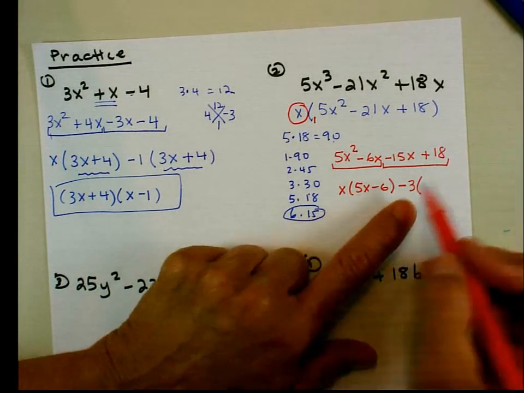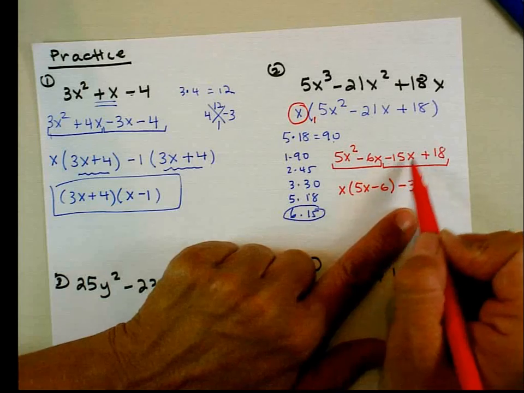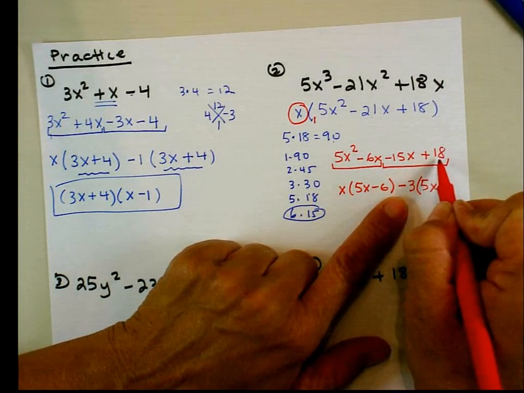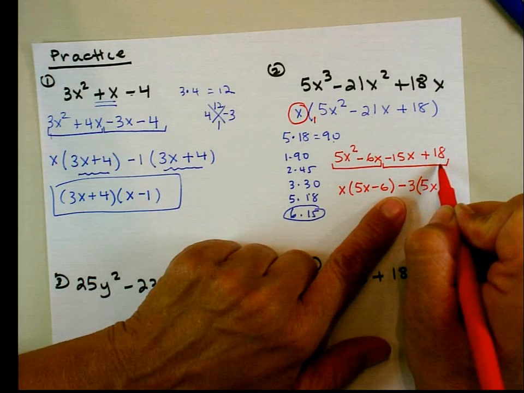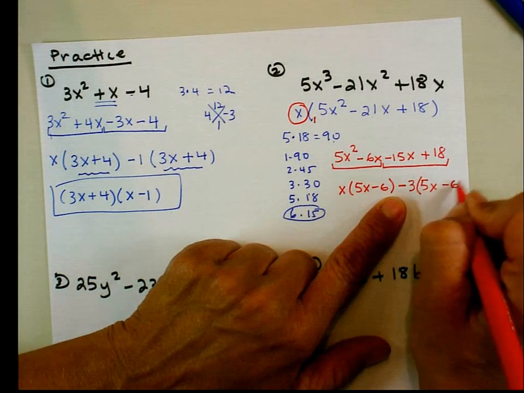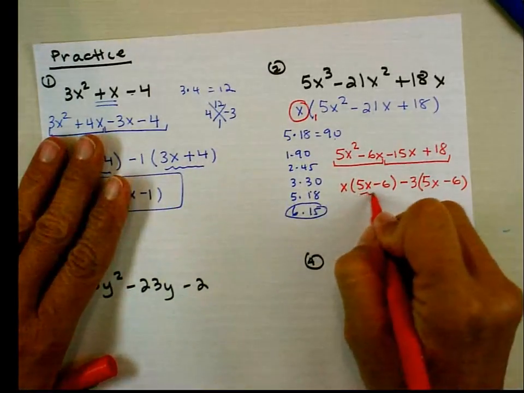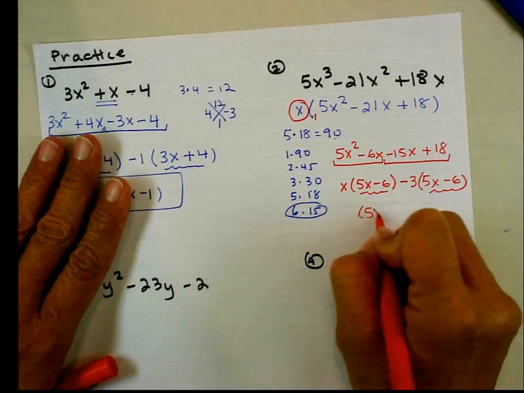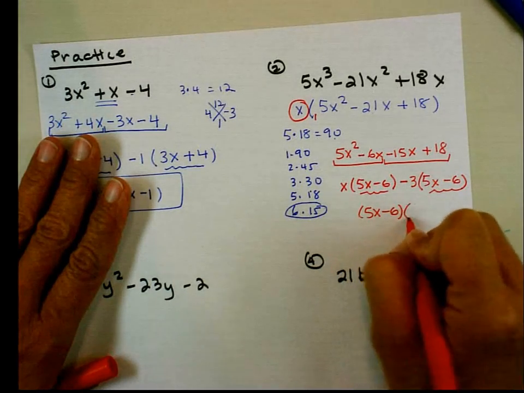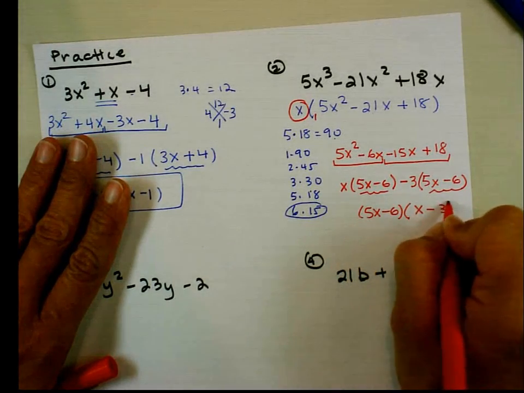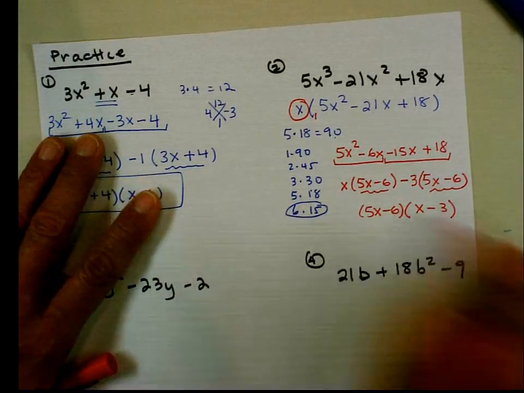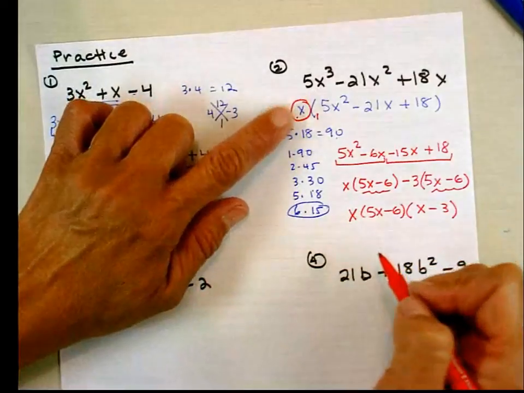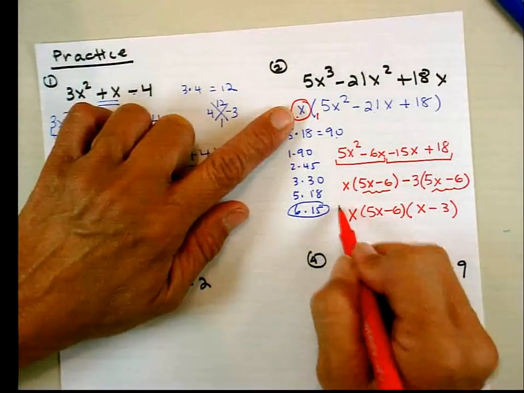We're going to see. So negative 3 out of negative 15x leaves behind positive 5x. Negative 3 out of positive 18 leaves behind negative 6. Oh, and it did work. So there's our common 5x minus 6. Here's a set of parentheses for the things we took out, x minus 3. And then, remember, we started the whole process by taking this x up here out. So I put it back right here.